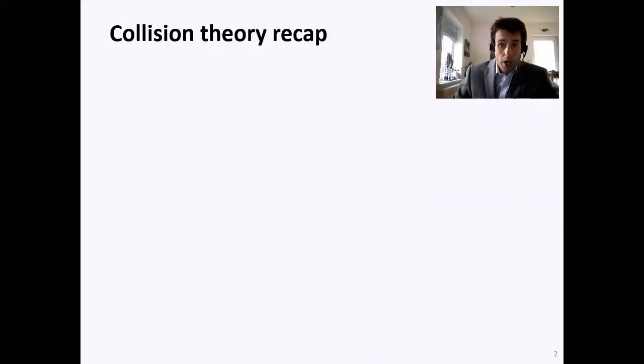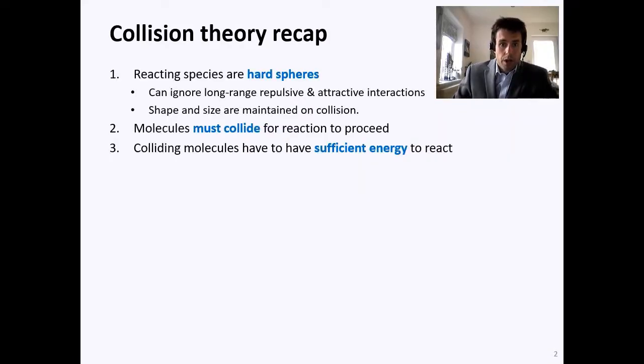Okay. So just to recap, collision theory basically assumes that reactant species are hard spheres, and once again, a hard sphere is something that has an infinite repulsion once you get to the radius of that sphere, but anywhere outside the radius of that sphere, there's no interaction whatsoever. Okay, so get to the radius, infinite repulsion, so things just bounce off it. Anywhere away from that, you have no interaction.